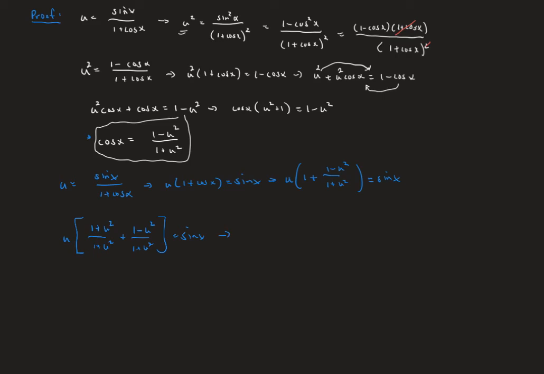So when we add those numerators, the u squareds are going to cancel each other out. And so we are going to get u times 1 over 1 plus u squared is our sine x. And I think that's what we wanted, wasn't it?